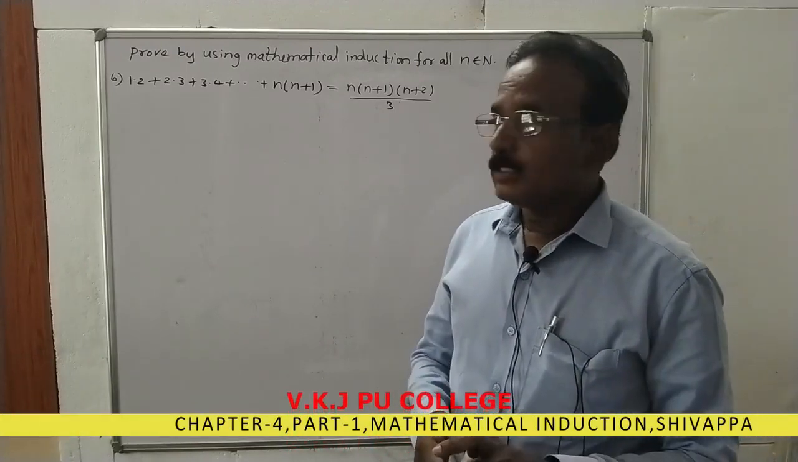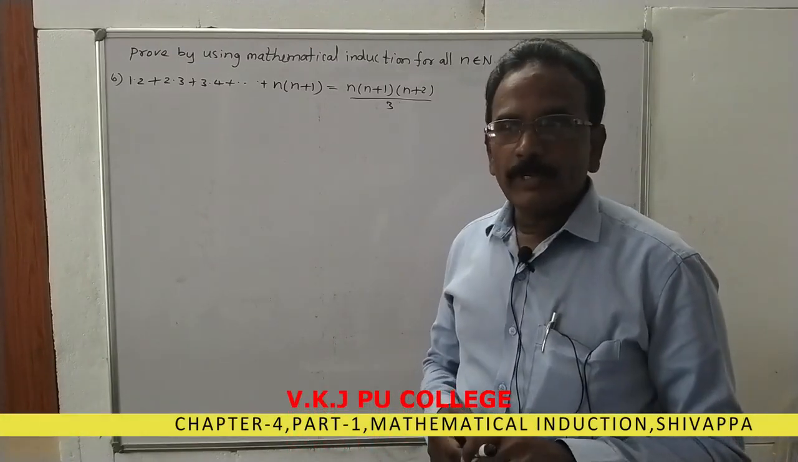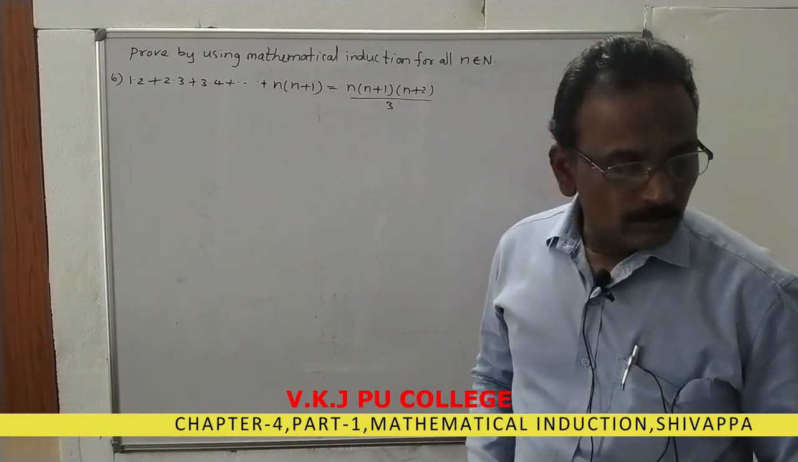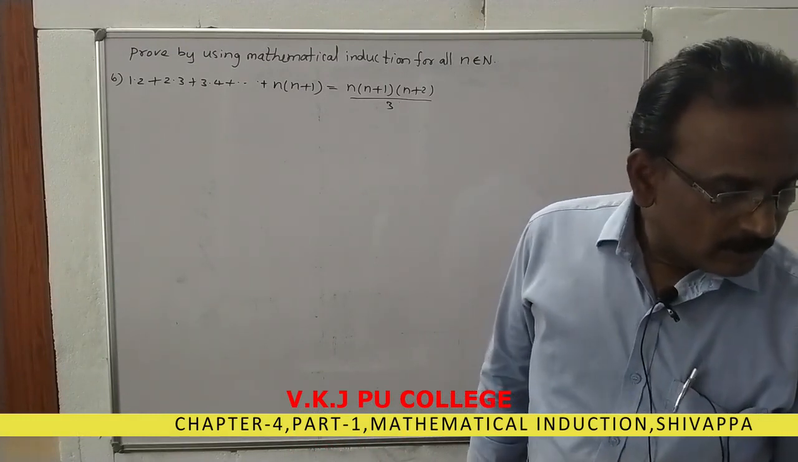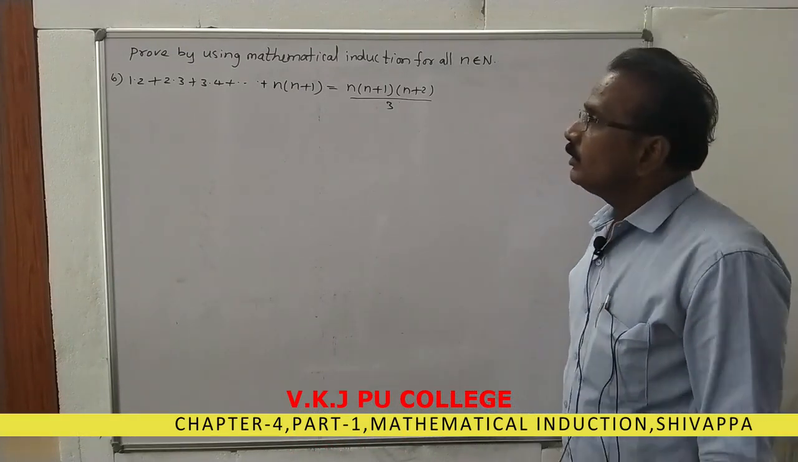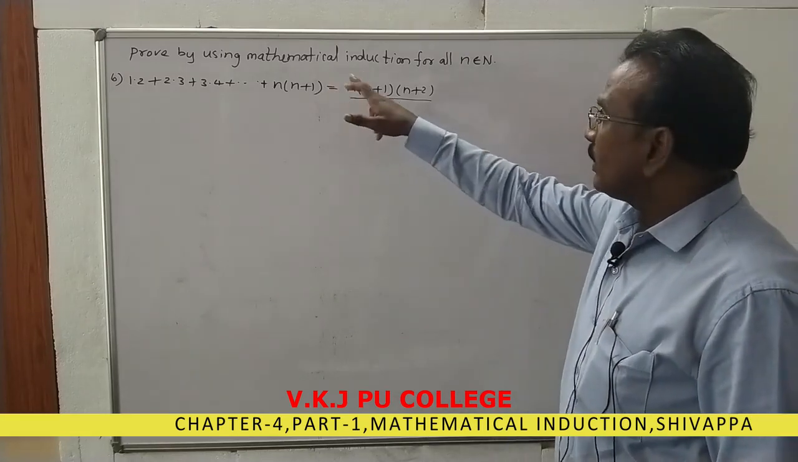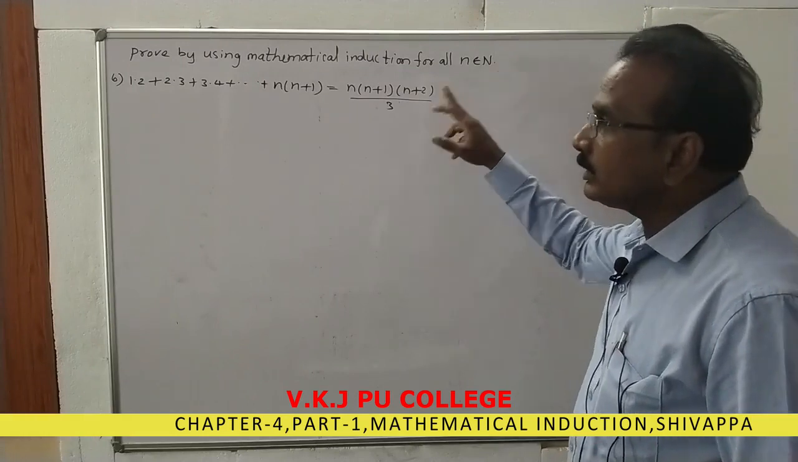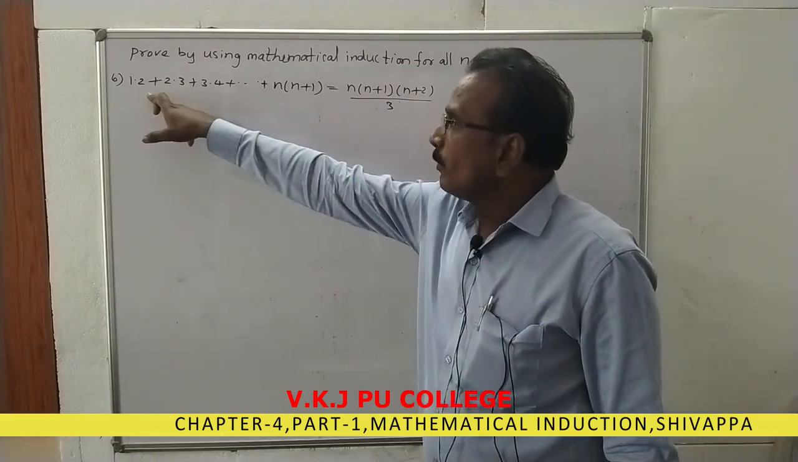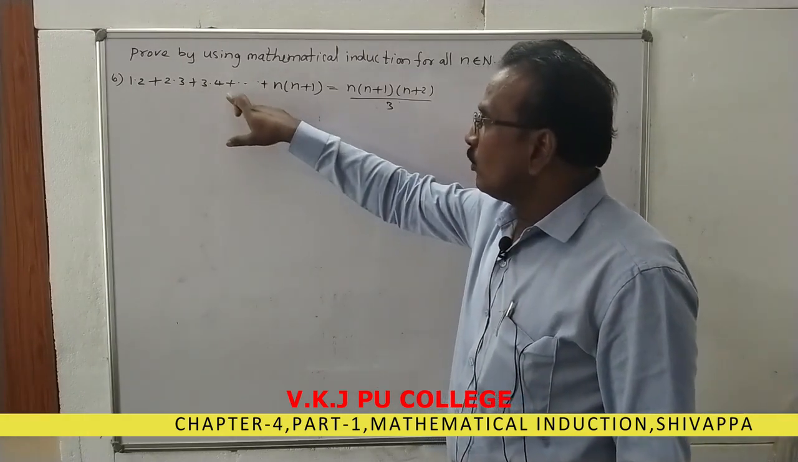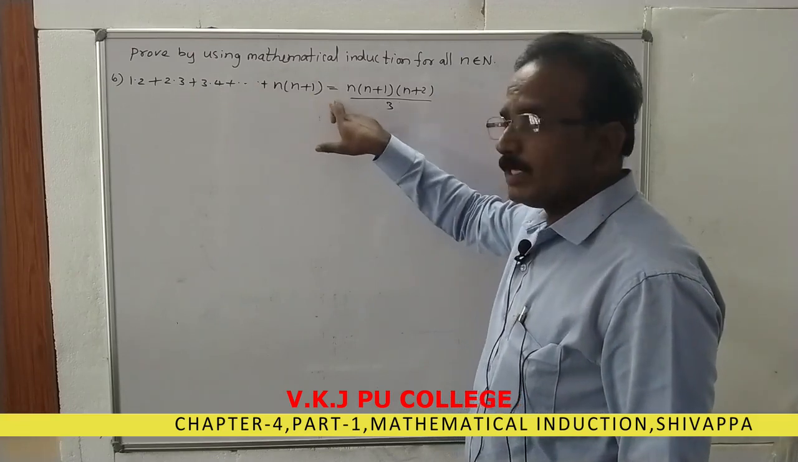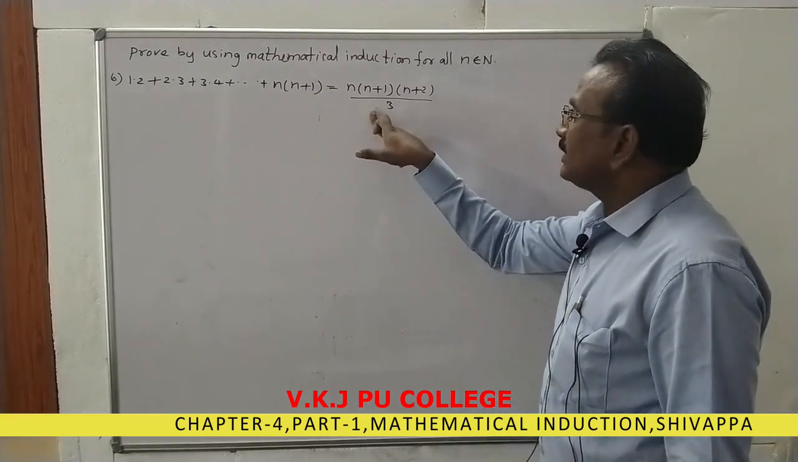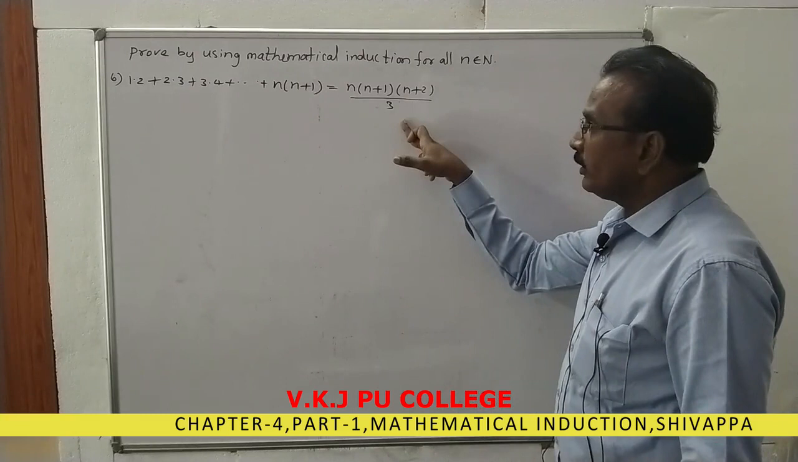So today we discuss the principle of mathematical induction, exercise 4.1, sixth problem onwards. Prove by using mathematical induction for all natural numbers. Question number 6: 1 into 2 plus 2 into 3 plus 3 into 4 plus ... n into n plus 1 is equal to n into n plus 1 into n plus 2 divided by 3.